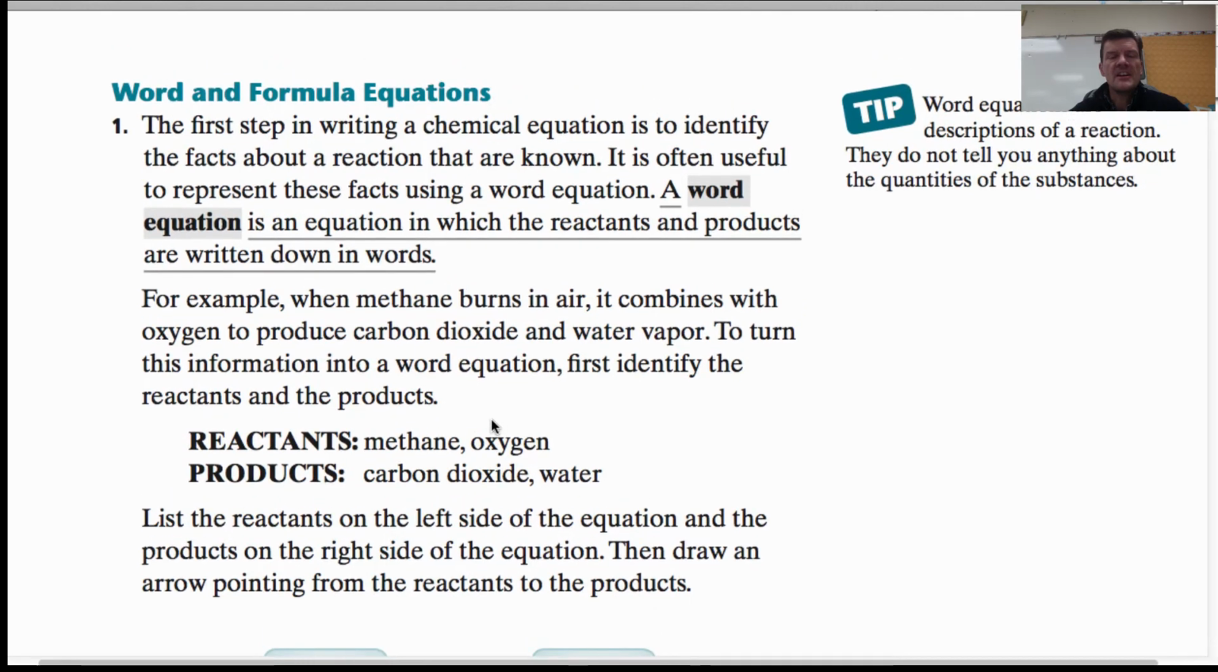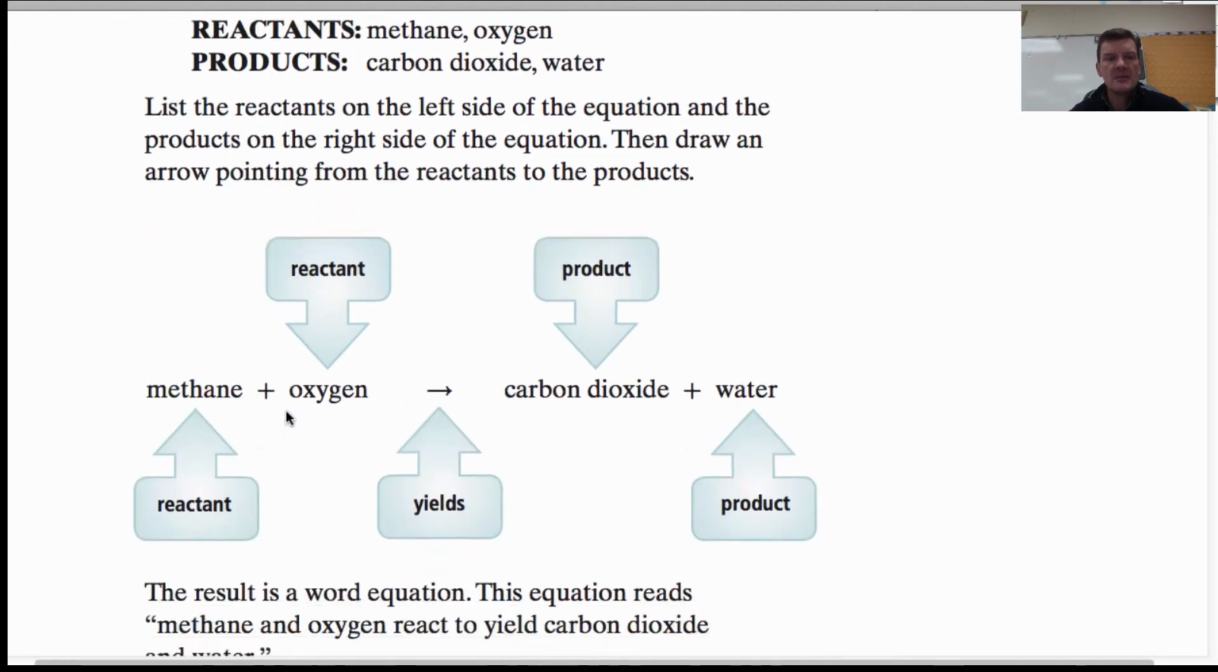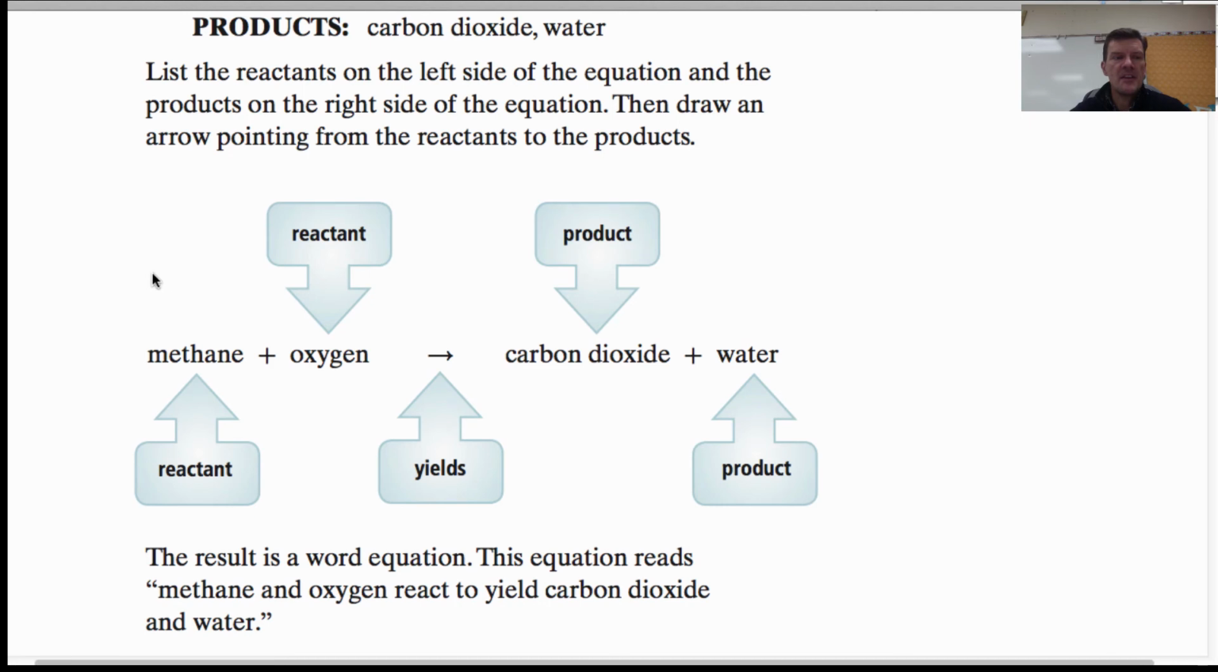All right. In addition to showing a formula equation, we can also use words to describe what's happening. So, for example, we can say methane, that by the way is CH4 I believe, plus oxygen, O2, yields carbon dioxide, CO2, plus water.